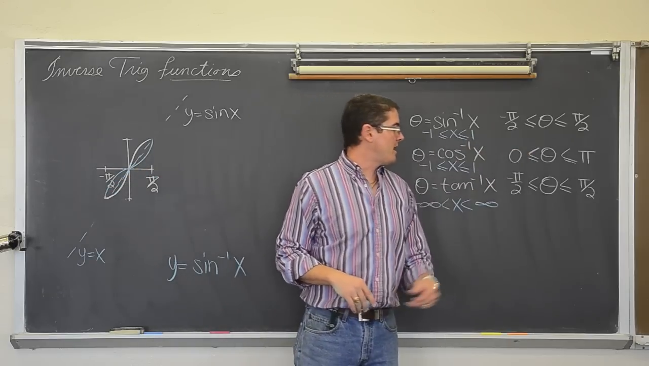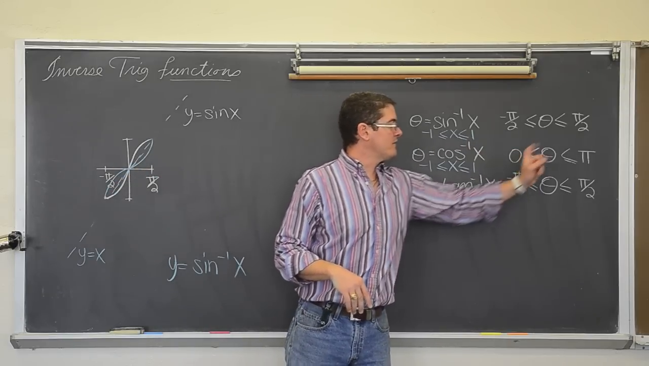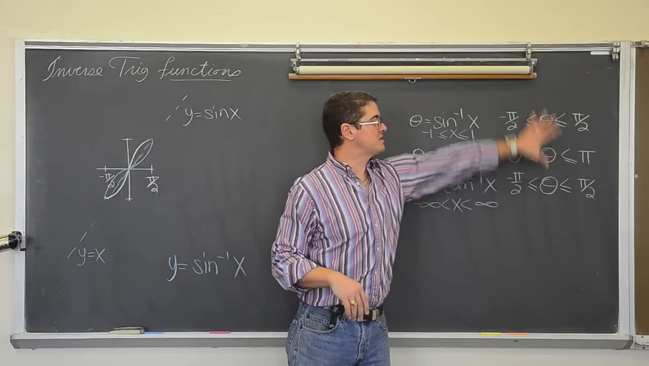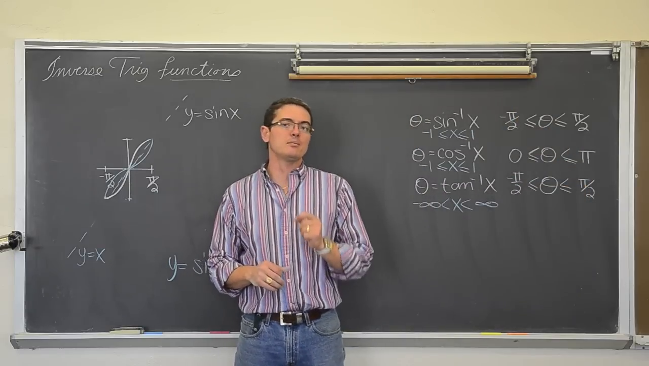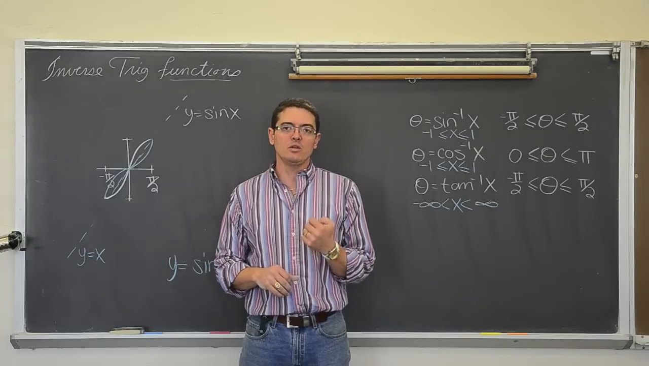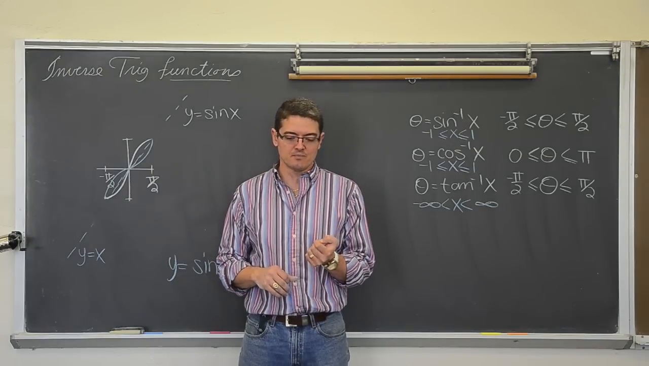Inverse cosine, 0 to pi. Inverse tangent, negative pi over 2 to positive pi over 2. These restricted range values are all you're going to be able to get out of your calculator when you ask it to do an inverse trig function.